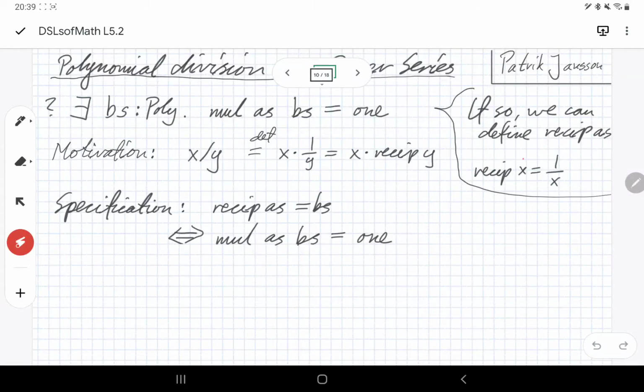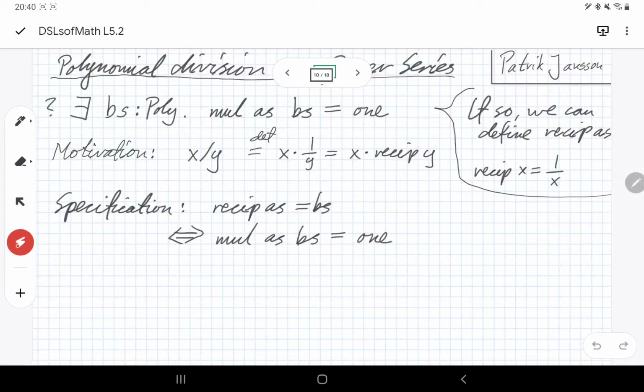So recip of x is 1 over x. So instead of defining the 2-argument division operator, we define just the 1-argument recip. And then that's hopefully a little bit easier to implement.